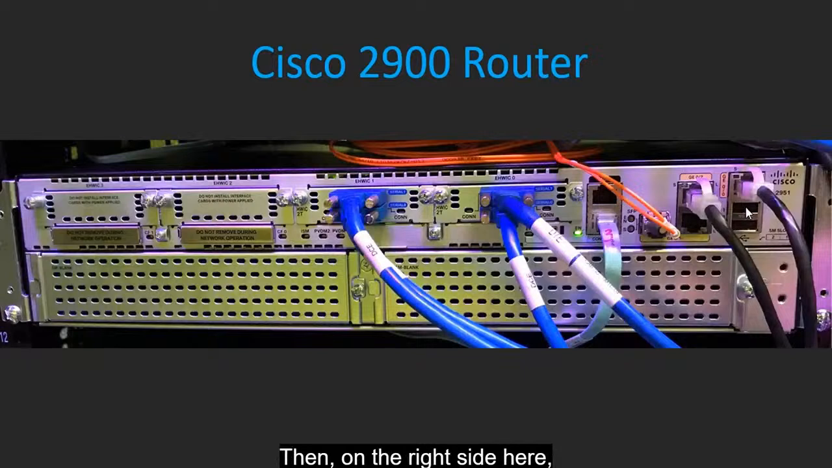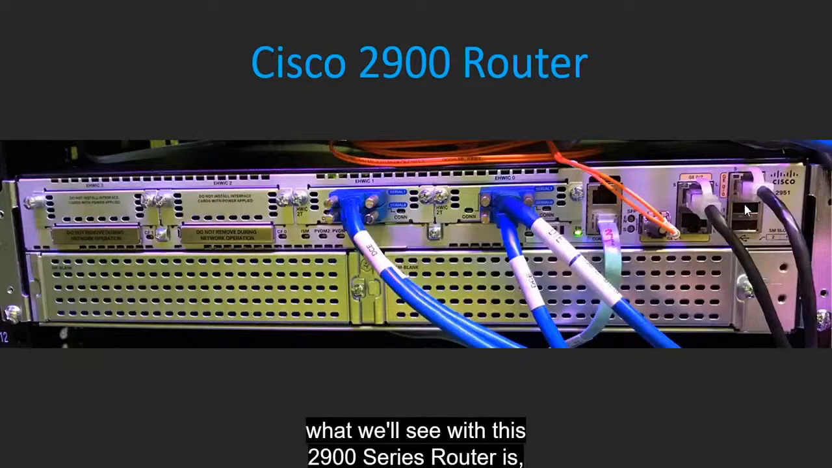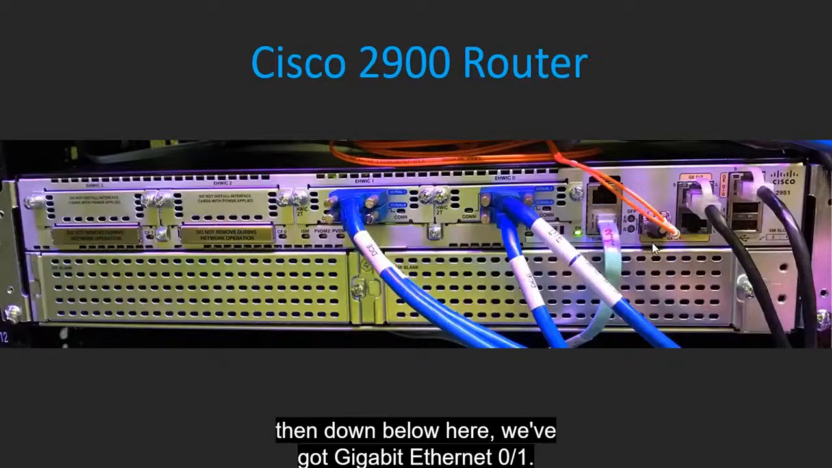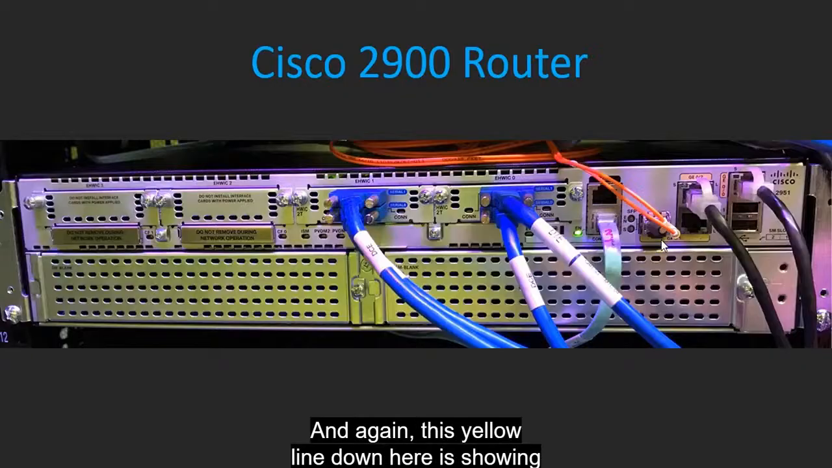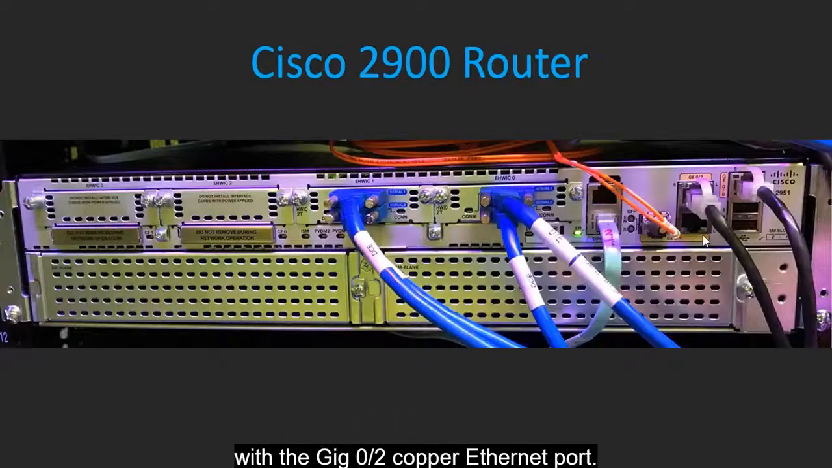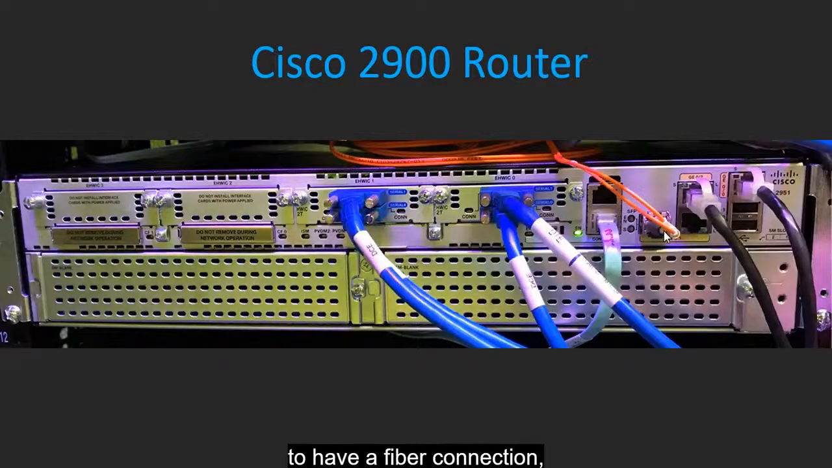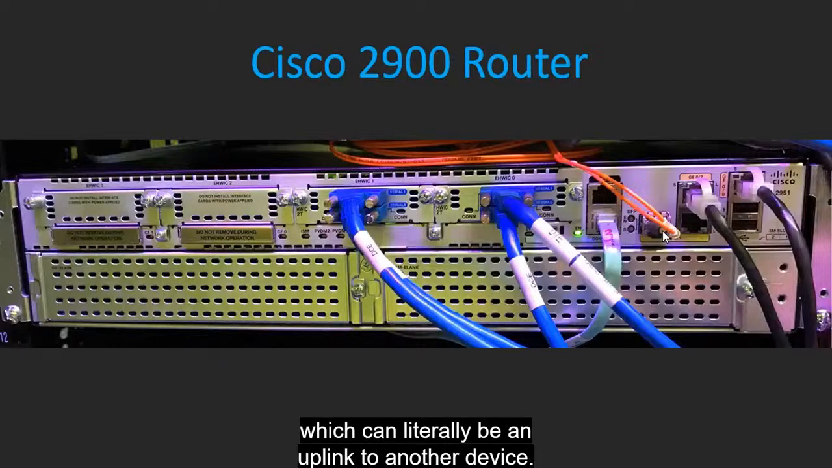And on the right side here, what we'll see with this 2900 series router is I've got multiple integrated Gigabit Ethernet ports. I've got Gigabit Ethernet 0/0 and 0/2. Then down below here, we've got Gigabit Ethernet 0/1. And again, this yellow line down here is showing that we are sharing the SFP transceiver port with the Gig 0/2 copper Ethernet port. When one's in use, the other can't be used. So this is allowing us right now to have a fiber connection, which can literally be an uplink to another device. Let's take a closer look at that.